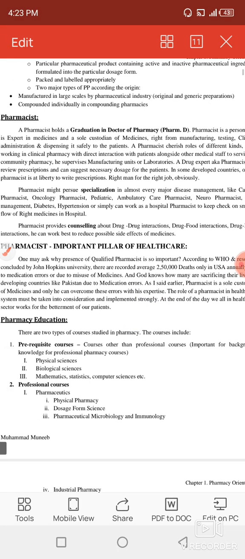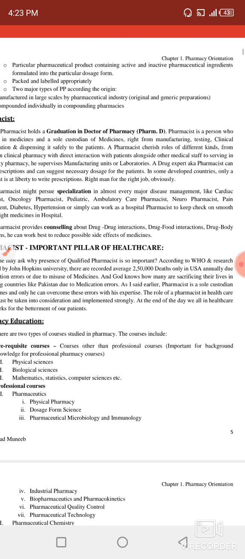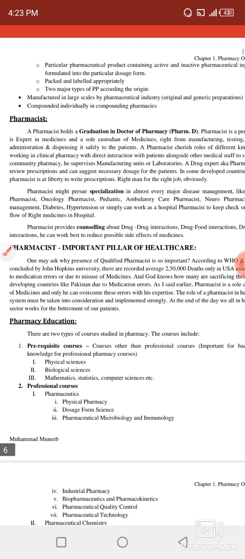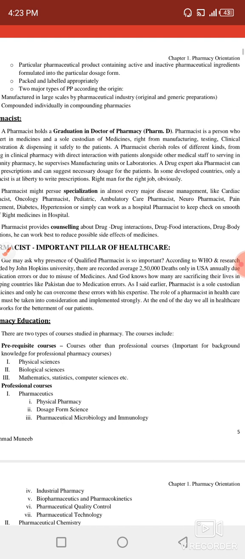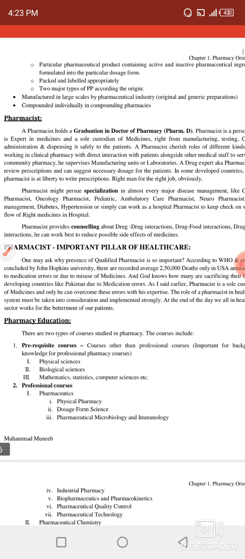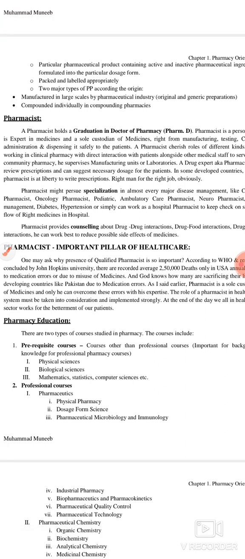And clinical administration and dispensing is for the safety of the patient. A pharmacist plays different roles and works in clinical pharmacies in direct interaction with the patient, along with other medical staff, to provide the best efforts. So your pharmacist is a person who is directly dealing with the patient, who handles them and who suggests which medicine would be better for them. So this is the work of a pharmacist, to prescribe the drugs.